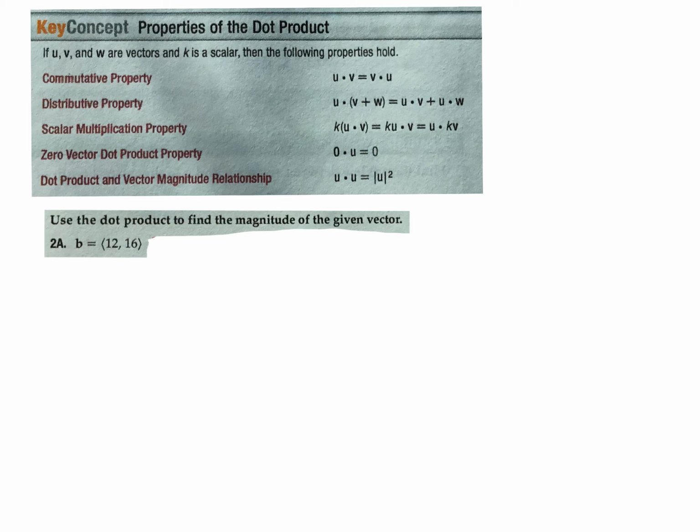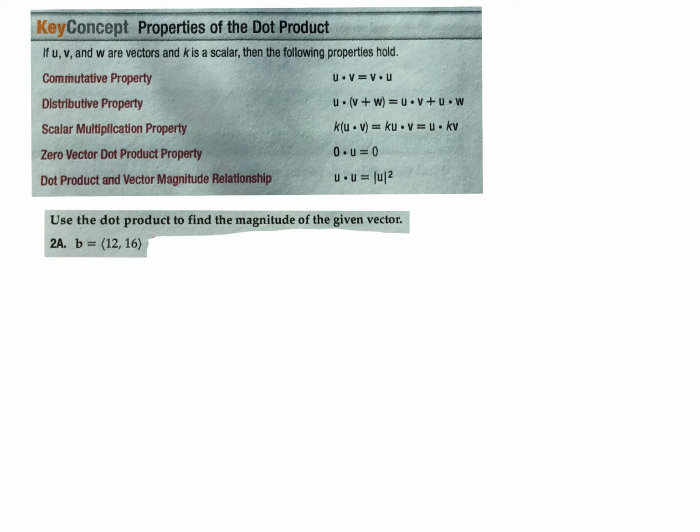And then this is the cool one here: if you dot any vector with itself, that's the same thing as the magnitude squared. So this is another way that you can find the magnitude of a vector. It's just by taking the dot product of it with itself and then taking the square root, which is what they're asking us to do here. So we're just going to take the dot product of it with itself.